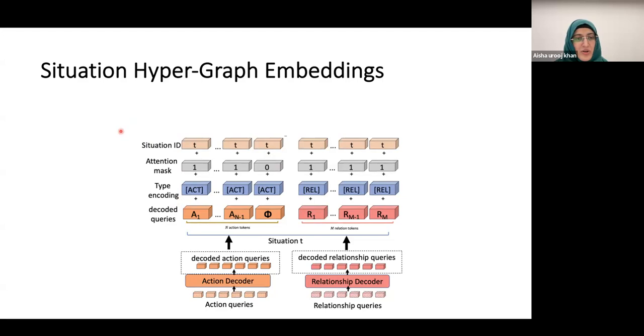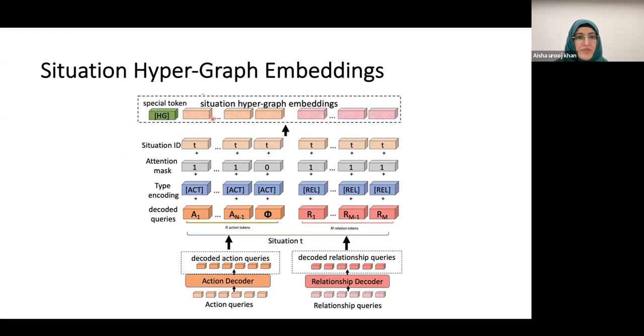Once we have this information, these all will be summed together to give us the situation hypergraph embeddings for each situation. We concatenate a special token. Here we name it edgy. The concept of this token is exactly the same as the class token in language transformers, where the task is to aggregate the information from all fine-grained tokens. So this is how the situation hypergraph embeddings are constructed, and then this is fed into the cross-attention transformer with the question for the rest of the processing.